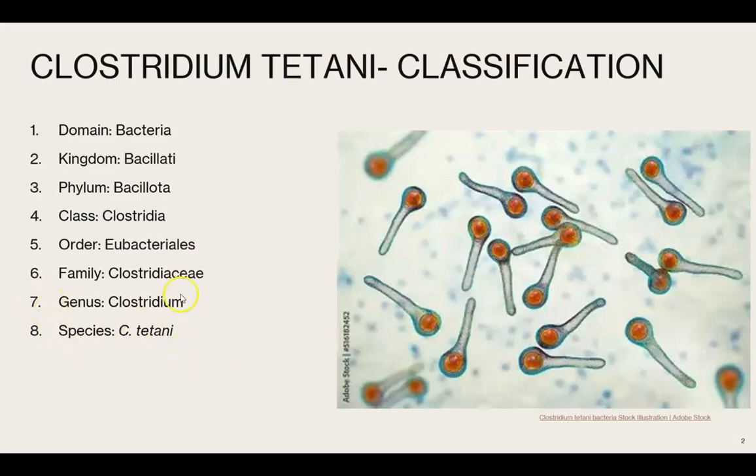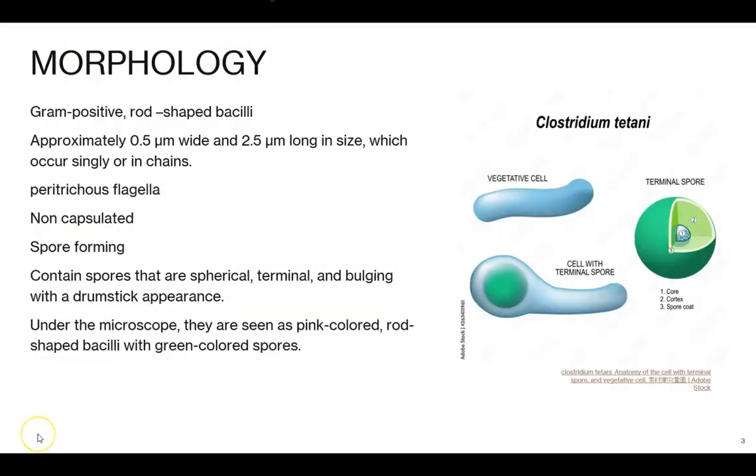So these are the classifications of Clostridium tetani. We're just going to be talking about the species Clostridium tetani, which I would just refer to as C. tetani for the presentation. C. tetani is a gram-positive rod-shaped bacterium, and when it's viewed under a microscope for a gram stain, it usually appears as pink-colored with green-colored spores.